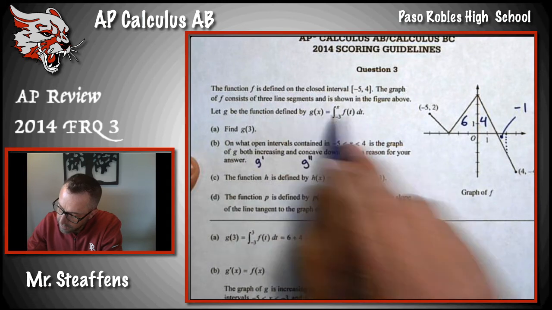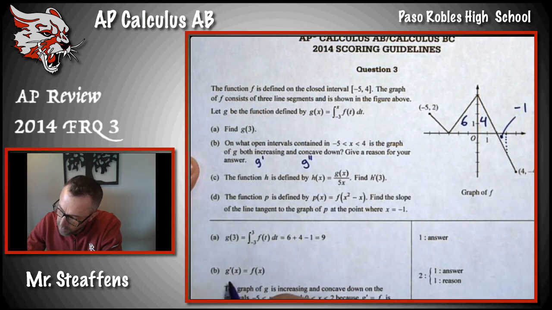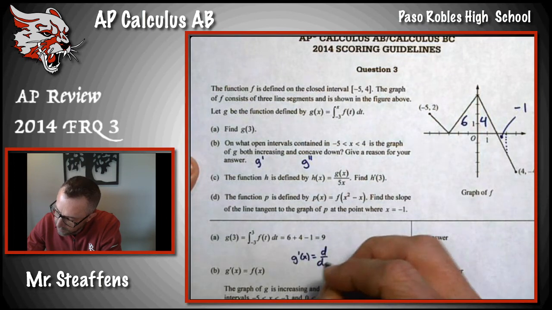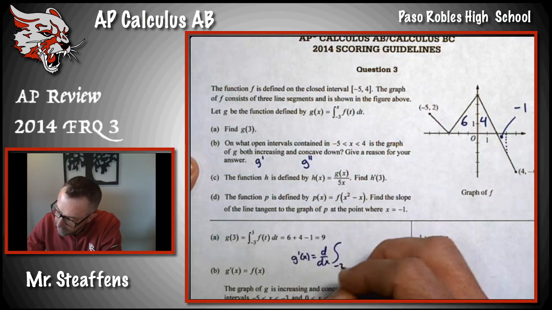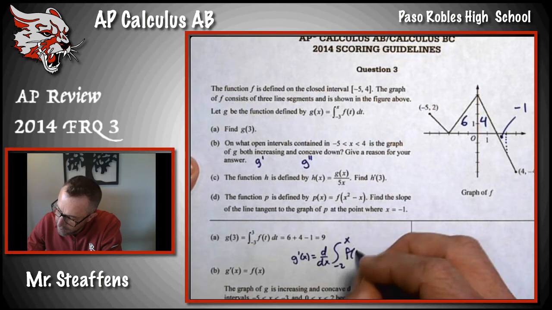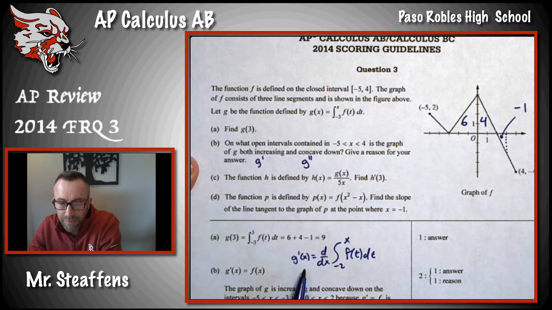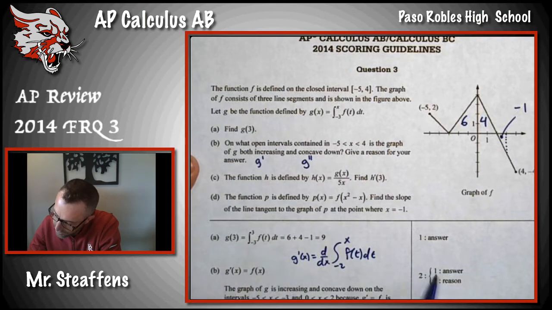So let's think about it. If g of x is worth that, then g prime of x is going to be d dx of that. So you can tell if I found the derivative of g of x, I'm going to use the second fundamental theorem of calculus, which allows me to just plug the x into there, which means g prime of x is worth the same as f of x. So that if I have that information, I'm good.